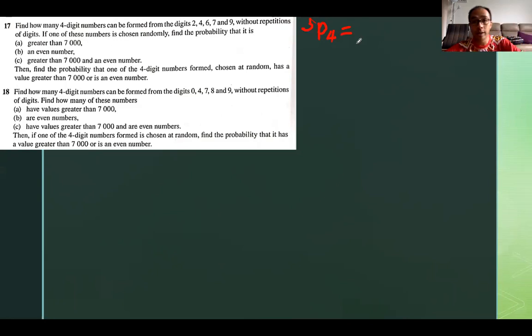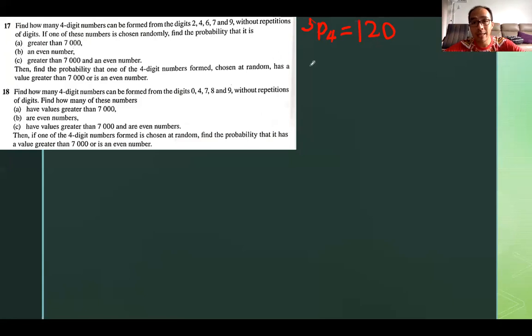5P4 is 120 altogether. You have 5 numbers, but I only want to choose 4, and I don't want them to repeat. So it's 5 permute 4, and our sample space is 120. Now, if one of these numbers is chosen randomly, that means daripada 120 nombor ini, kau mau pilih satu nombor lah. Find the probability that it is greater than 7,000.